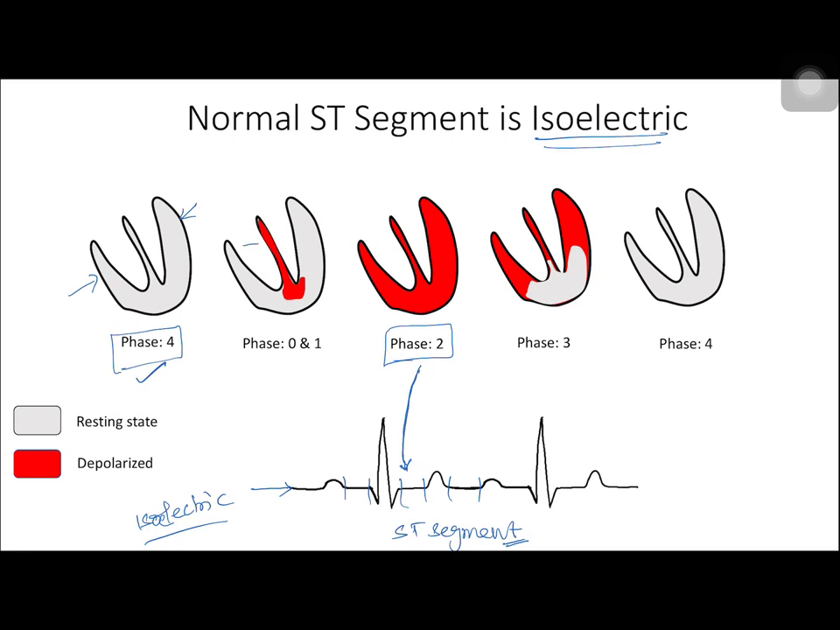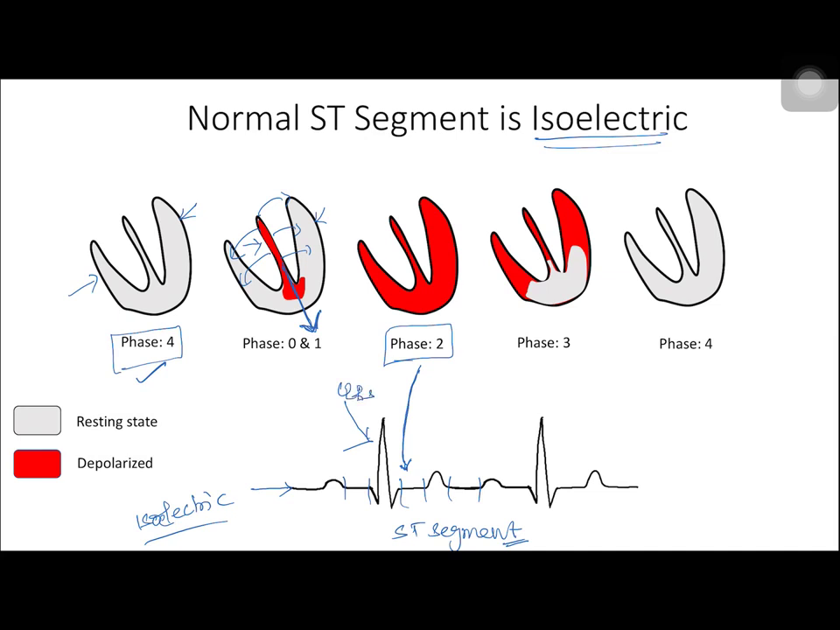Whereas if the cell is partially depolarized and partially in the resting membrane state, there is an electrical current which passes between this group of cells to the other group of normal cells, which will cause a potential. And the sum of all the currents will have a net vector in a particular direction, and that will be the vector for the particular wave. Here this is phase 1 and 0. This is the QRS complex due to ventricular depolarization.